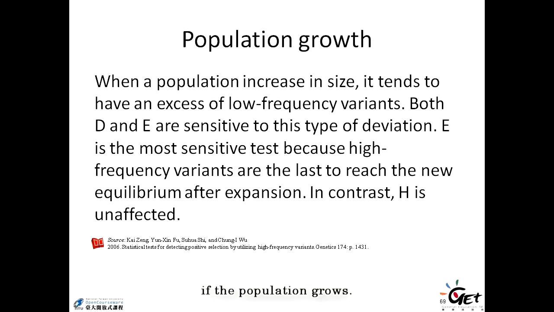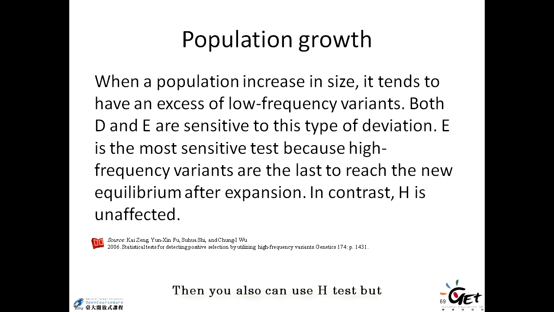So the same thing, if the population grows, so this is the discussion part of the test. If the population grows in size, as I said a few minutes ago, there will be a lot of mutations at the lower frequency. So you tend to observe an excess of mutations at the lower frequency, at the very left end of the frequency spectrum. So in this case, both D-test and E-test are very sensitive to this type of derivatives.